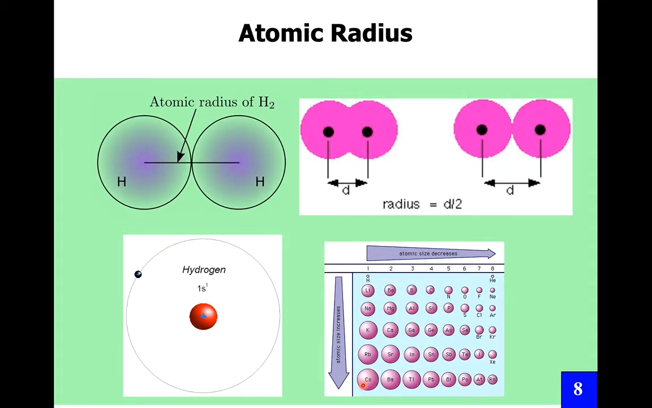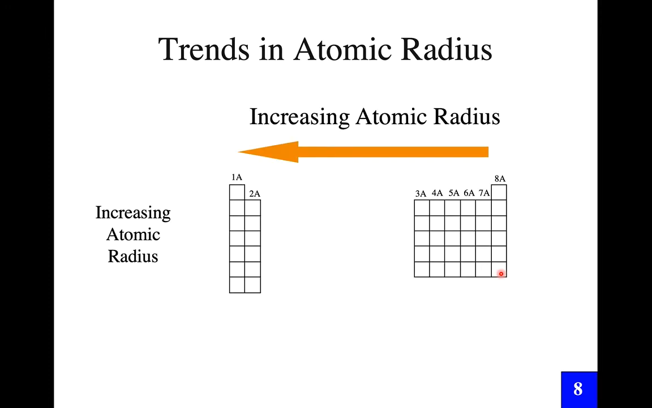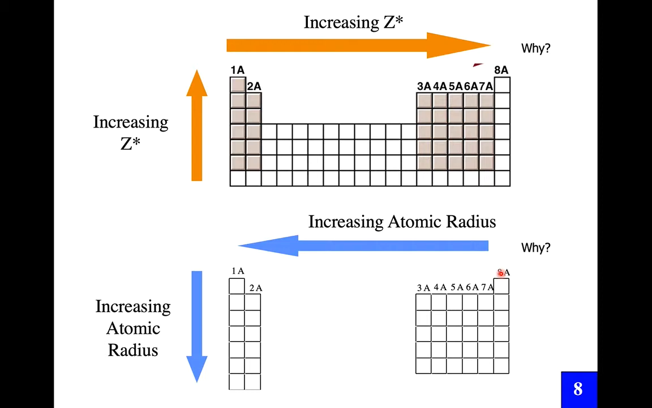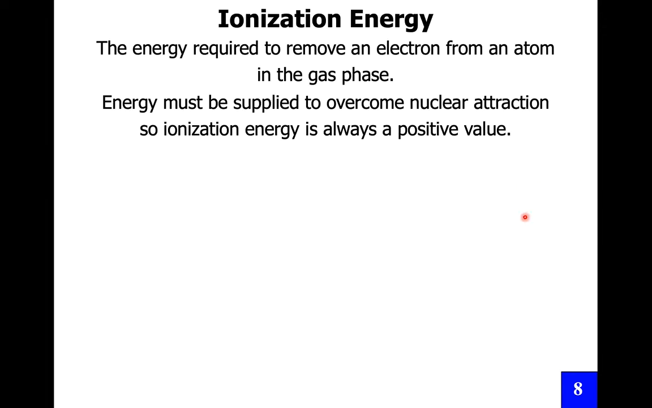And so atomic size runs exactly opposite to effective nuclear charge. When we have a small effective nuclear charge, we have a big atom. When we have a big effective nuclear charge, we have a small atom. Okay, and so we put those 2 trends together, we see they run exactly opposite to each other. So always the biggest atoms are the bottom left side and the smallest atoms are this top right side.